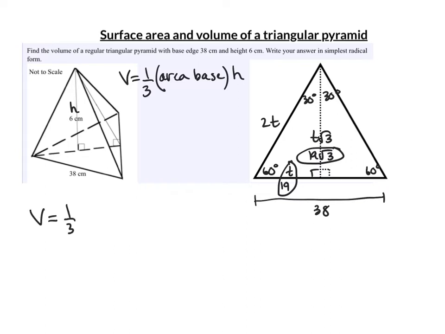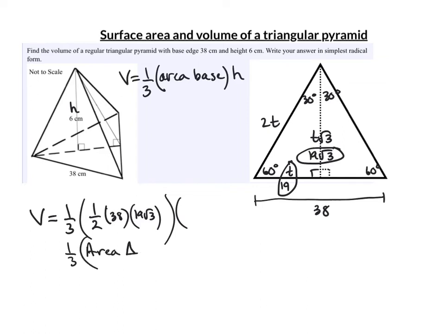Volume is 1/3 the area of the base. Now remember, the base is a triangle. The triangle's area is 1/2 its base, which is 38, times its height, which is 19 root 3. So 1/3 the area of the triangle times the height. And the height of the pyramid was right there. It's 6 in the picture. So we'll work all this out.